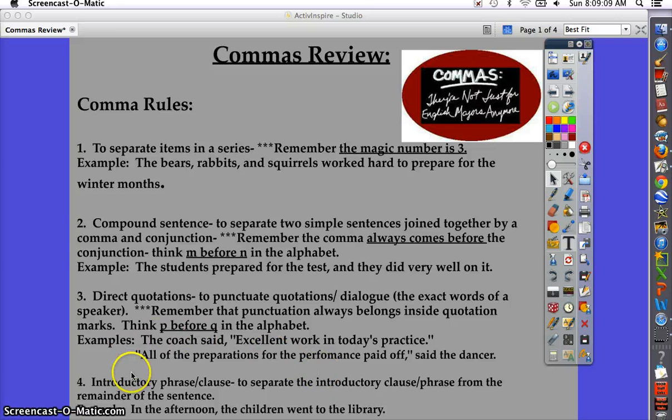Rule 4, introductory phrase or clause, to separate the introductory clause or phrase from the remainder of the sentence. An example would be: In the afternoon, comma, the children went to the library. And that would also be an example of a complex sentence, which we learned earlier this year. Anytime you see that introductory clause at the beginning of that complex sentence, you want to have the comma after it. So those are 4 of the rules, a few more to go.